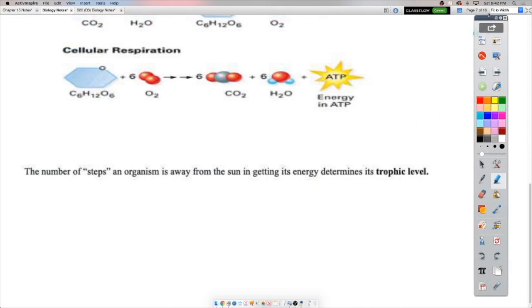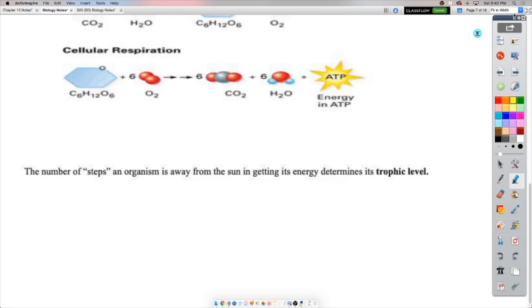Okay, so basically, the number of steps you have to go away from the sun to get to an organism is that organism's trophic level. So the first thing, the thing that makes its glucose directly from the sun, that would be the first trophic level. The thing that eats that is the second trophic level. The thing that eats that is the third. The thing that eats that is the fourth. Troph means energy.